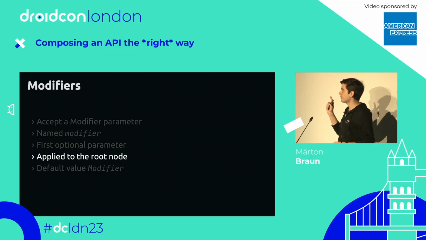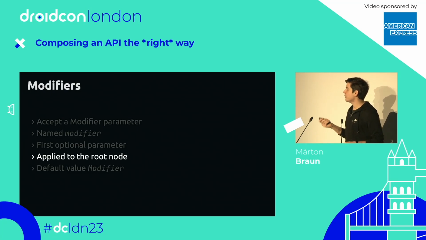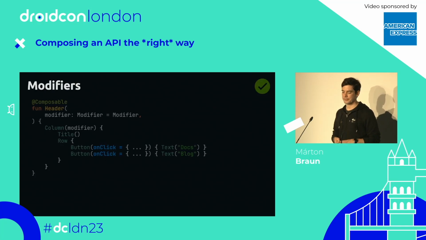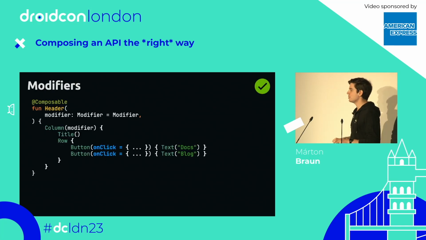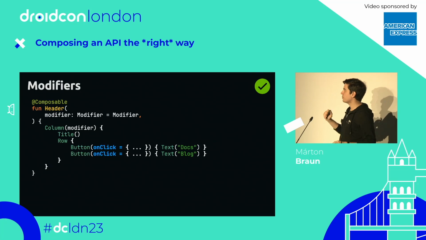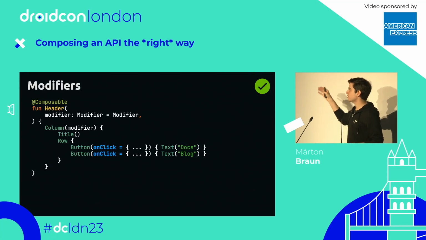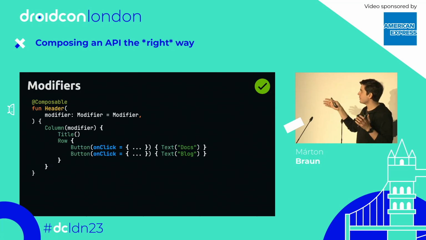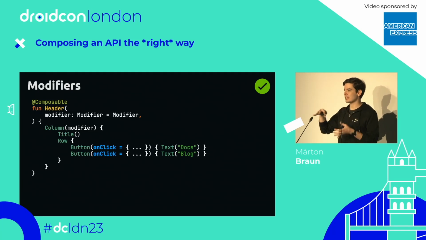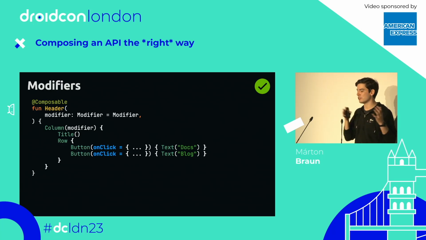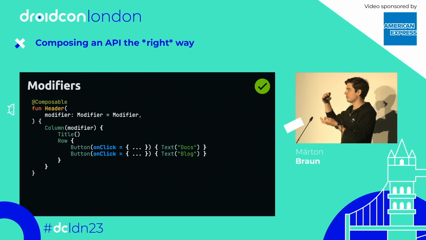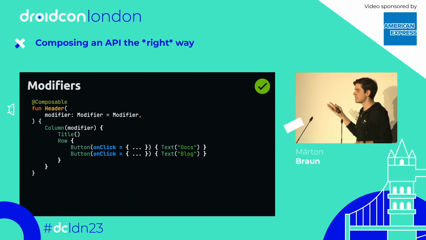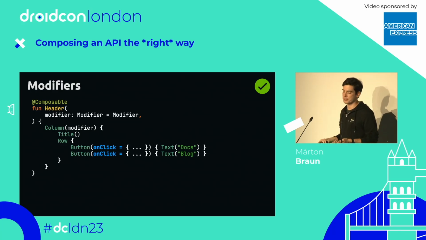So I want to look at this thing first, which is why the modifier should be applied to the root node. So here's a correct application of the modifier parameter. We have the parameter on our component. Inside our component, we do a bunch of different things. But if you think about it, looking at this component from the outside, this component is essentially a column. As a caller, if you call into this component, it will visually look like a column to you. It will behave like a column. So if you want to customize this component, it makes sense that those customizations should apply to the column, which is the root of this composable.